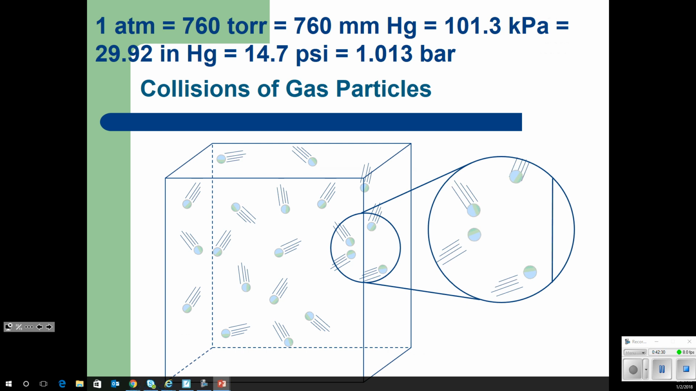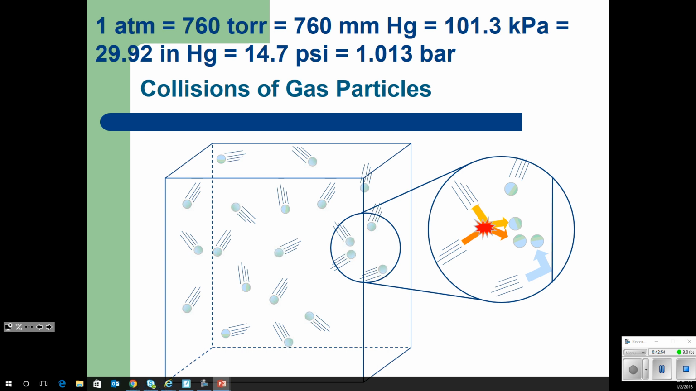Okay? Up here are some different pressures that we need to be able to go back and forth between. These are all equal to each other. So we can set up a dimensional analysis and use these to make different fractions depending on what we want to get rid of and what we want to go to. So 1 atmosphere is equal to 760 torr, which is equal to 760 millimeters mercury.